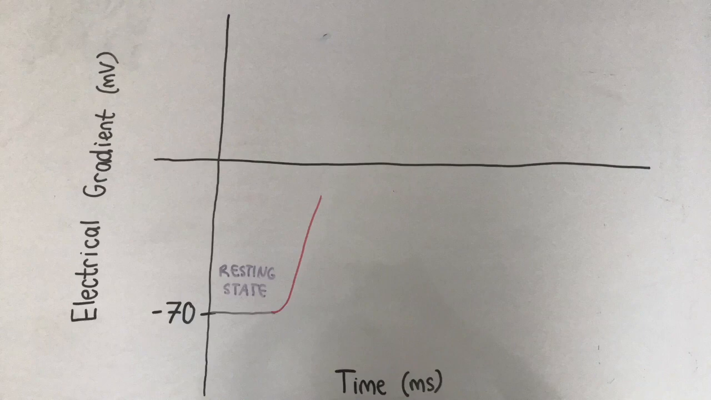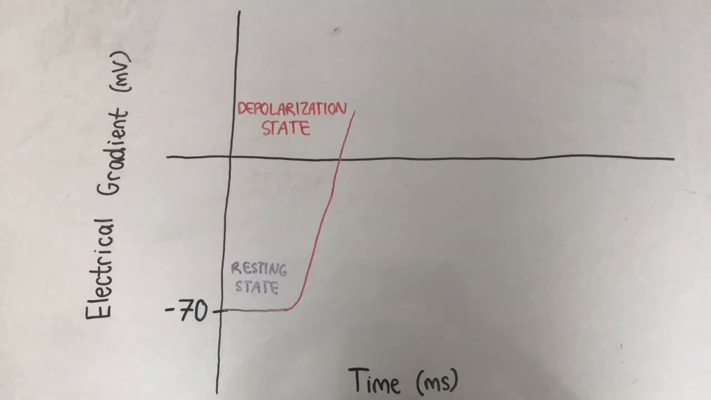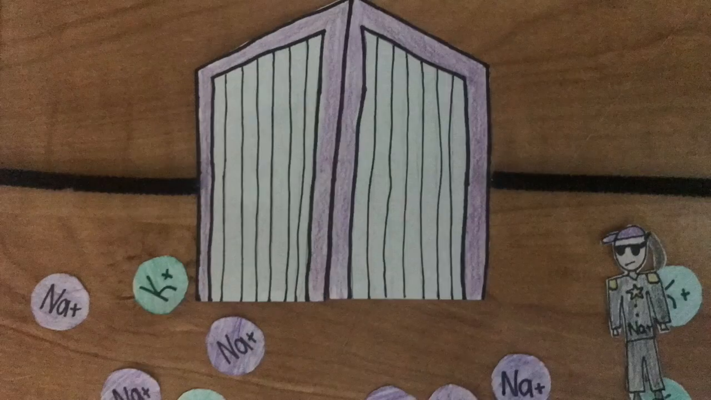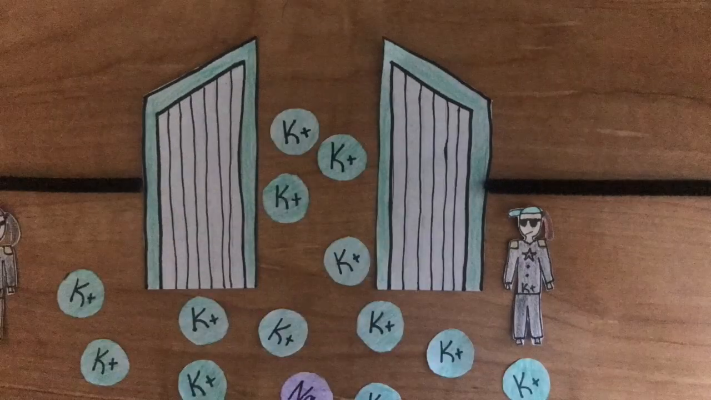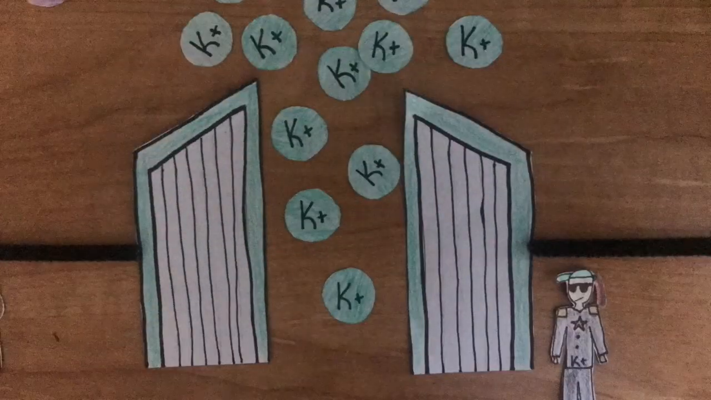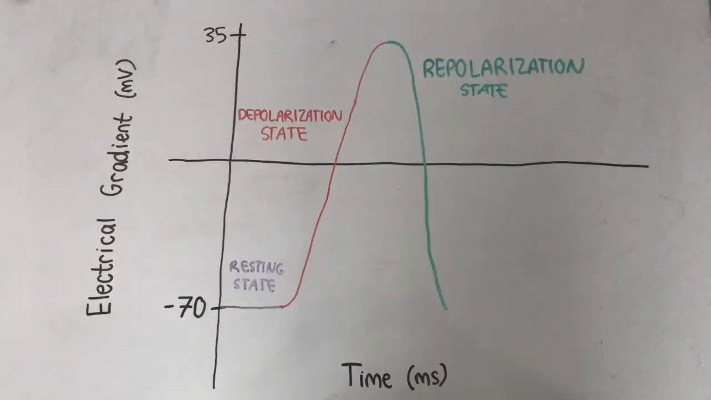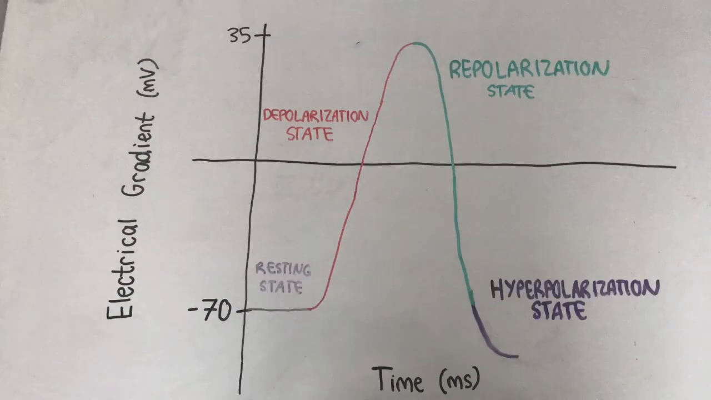The gradient peaks at about 30 to 40 millivolts, kicking off the repolarization state. The sodium channels close and the potassium channels open. Potassium begins to flood out of the cell, rapidly decreasing the charge. However, the potassium channels stay open longer than the sodium channels did, so the overall charge drops below negative 70 millivolts in this hyperpolarization state.